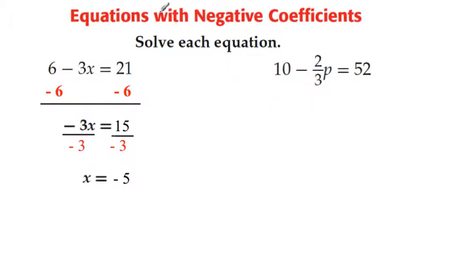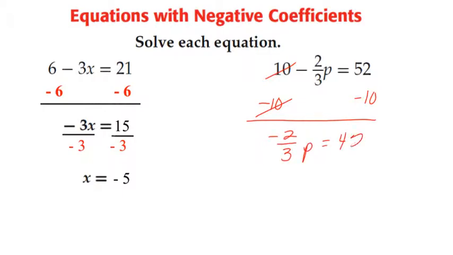So we're going to go -10, I'll work in red as well over here, -10 from both sides. So when I do that, my 10's drop, and I have -2/3 times p is equal to 42. Okay, now how do I get rid of that 2/3?